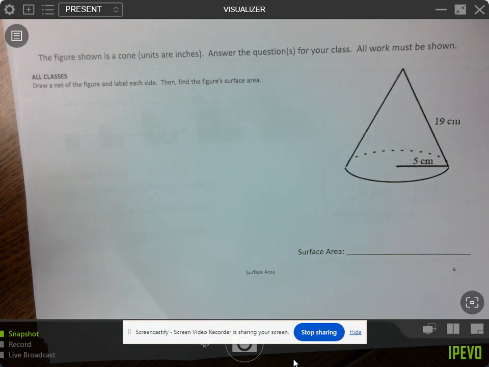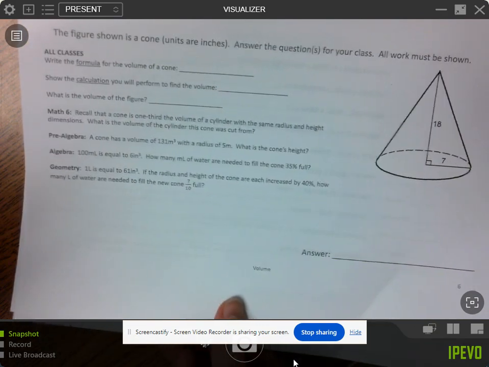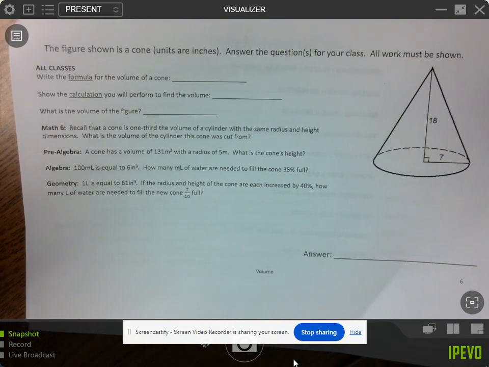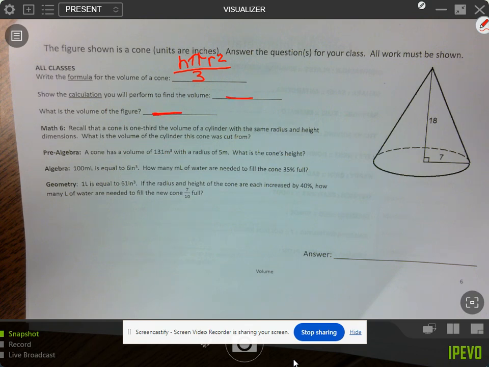Our next page is the volume of the cone. So to find the volume of the cone, it is the height times pi times r squared divided by 3. So you need to put the calculations in here, and then here, do the math and tell me what our volume is. Then we need to do pre-algebra. A cone has the volume of 131 with a radius of 5. What is the cone's height? So the volume equals height times pi times r squared divided by 3.